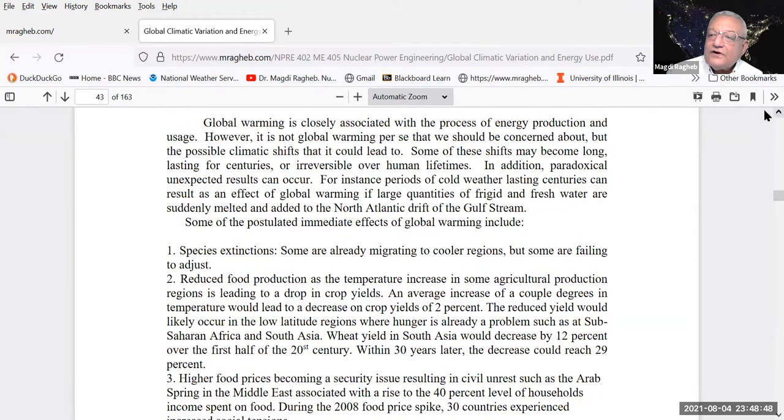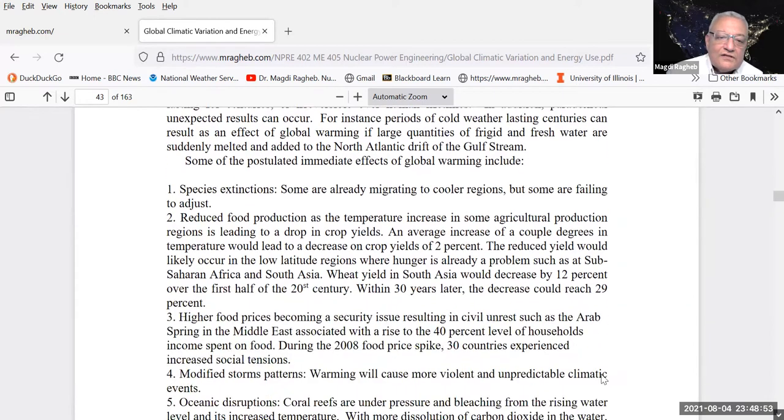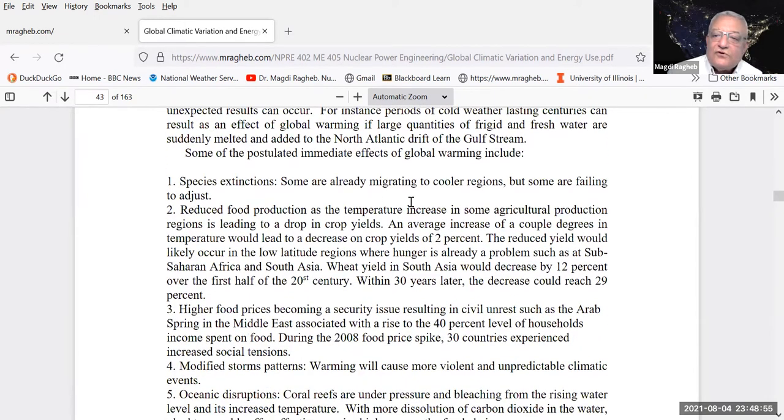Possible consequences of our messing up with the Earth's climate is that you can get species extinctions if they don't have time to adjust. You can have reduced food production in some areas, but increased food production in other areas. For instance, it is determined that the climatic change in the United States is moving from south to north. So the crops that grow in Texas now, like wheat, are better growing in maybe Illinois, and whatever grows in Illinois now is better growing in Canada.